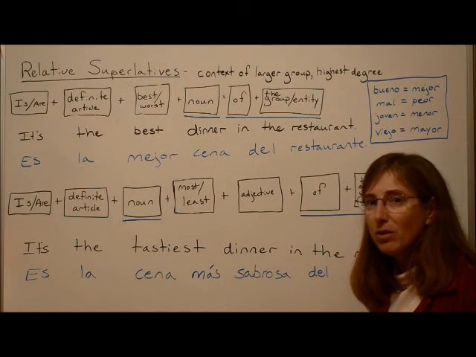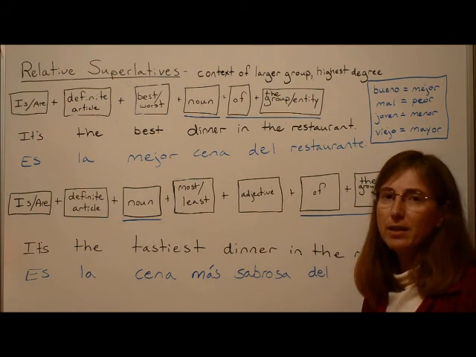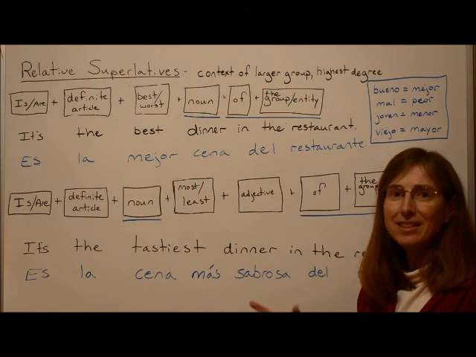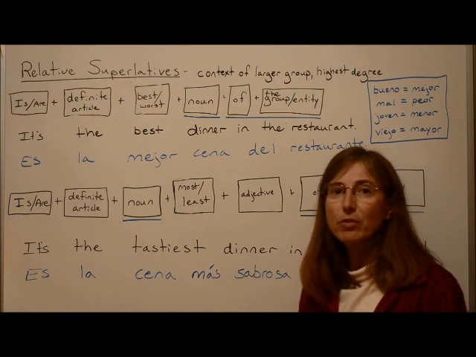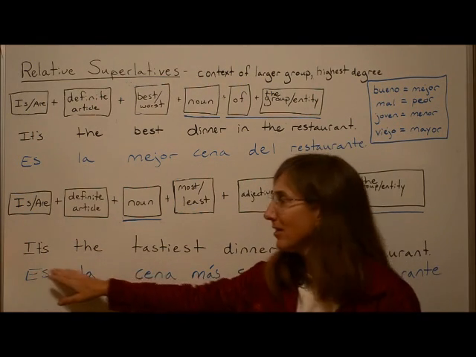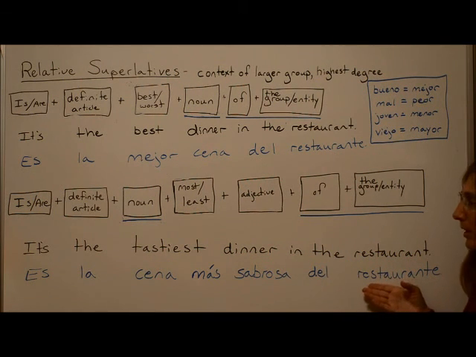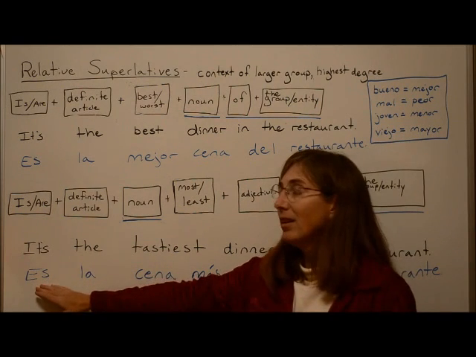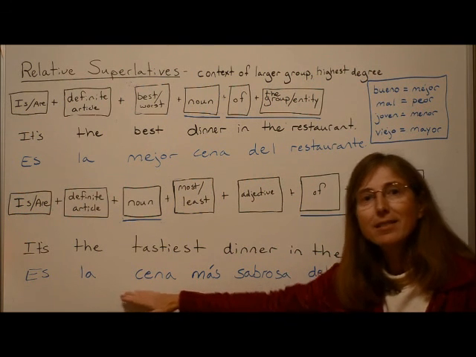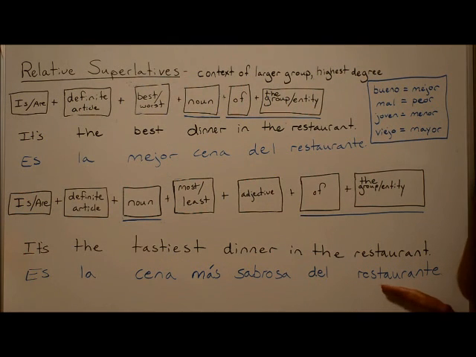Now when we're talking about the most or the least in terms of an adjective, like she's the tallest girl in the class, or it's the tastiest dinner in the restaurant, then we have to use a different construction, and it looks a little different than what we do in English. So let's say it's the tastiest dinner in the restaurant. In Spanish, we would say es la, just like in English, but then we put the noun here, es la cena más sabrosa del restaurante.